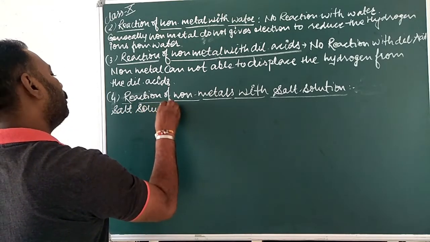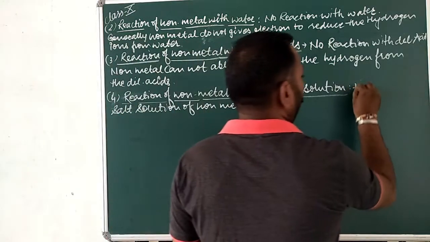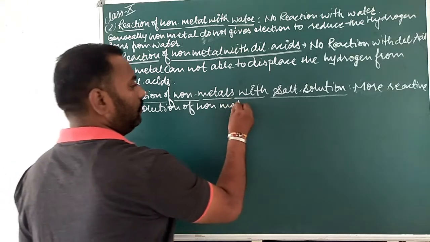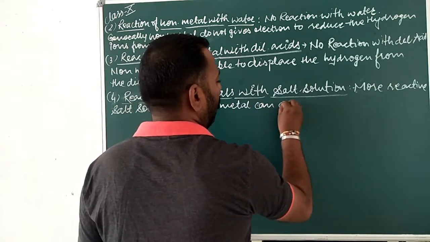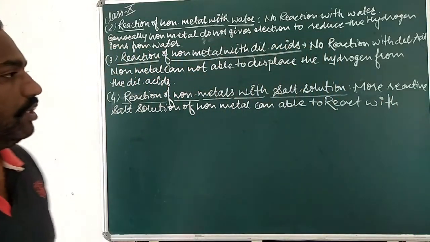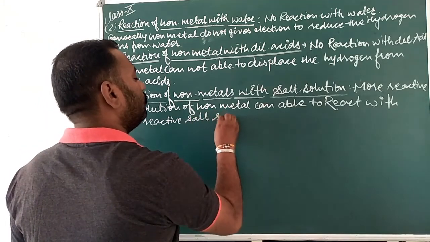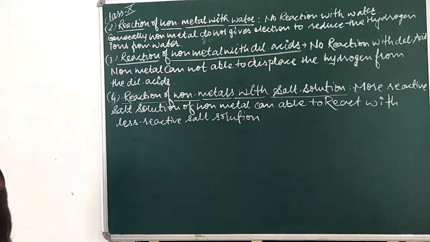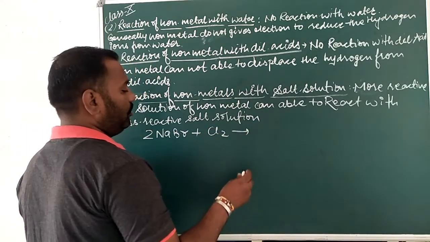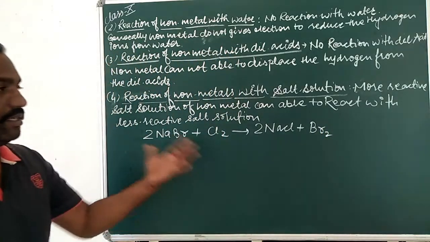A more reactive non-metal can react with the salt solution of a less reactive non-metal. For example, 2NaBr, sodium bromide, when reacted with chlorine, forms 2NaCl plus Br2. That means bromine gas will be formed here.